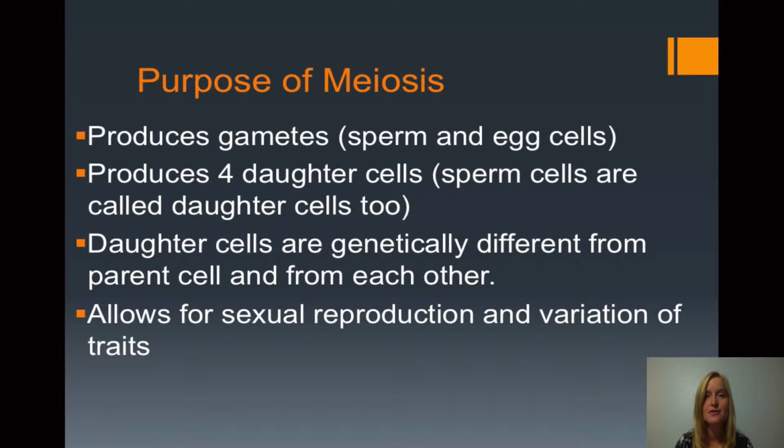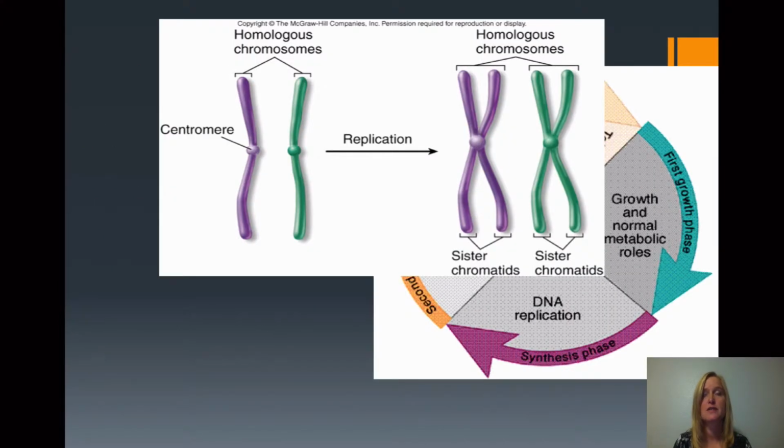These daughter cells are going to be genetically different from the parent cell and from each other. So that's a really important part of meiosis. That is really why we see so much variation in plants and animals that sexually reproduce, because these daughter cells are each different. So a cell that undergoes meiosis is going to start out as a regular, what we call diploid cell, and so it has a full set of chromosomes.